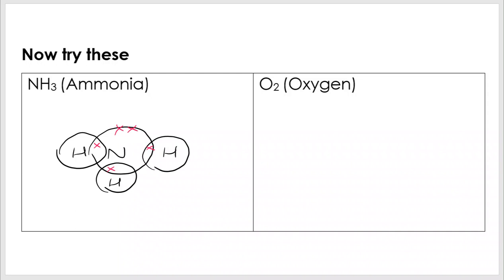Now the hydrogens each have 1. Want to gain 1, will form 1 covalent bond. I put those in. Each hydrogen now has 2 electrons in its outer shell, and the nitrogen has 2, 4, 6, 8 in its outer shell.